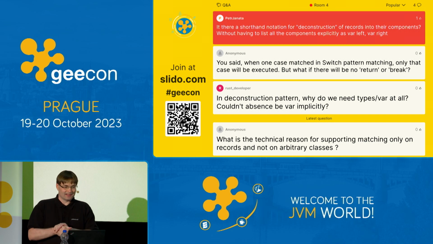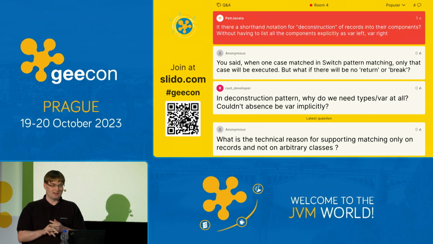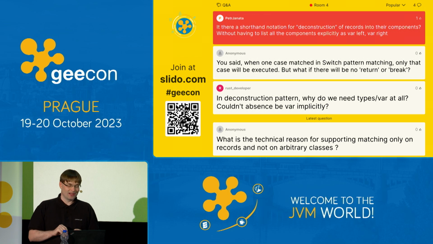Is there a shorthand notation for deconstruction of records into their components without having to state the components explicitly as var left and var right? Not really. There is one thing, the names do not matter. So you could say var L and var R, and that's okay. But you need to have as many nested patterns as there are components inside the record. If you don't care about some of the values, you can use, or you will be able to use, underscore at some point.